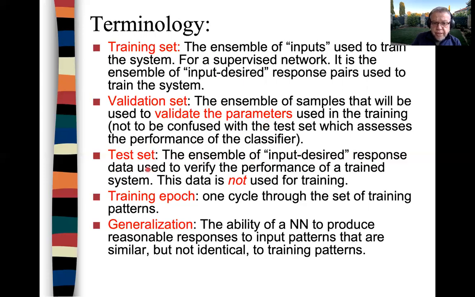The test set is the ensemble of input, desired, response data used to verify the performance of a trained system. This data is not used for training. So the samples that you have in your test set are not used for training, and the system has not seen the test set before. A training epoch, so you have your training set. A training epoch is one cycle through the set of training patterns. We've seen it for the case of the end function.